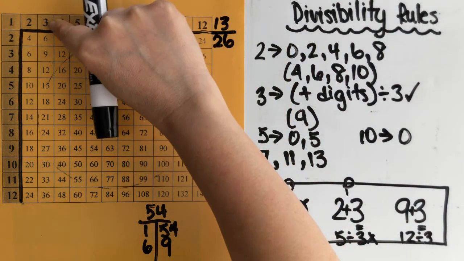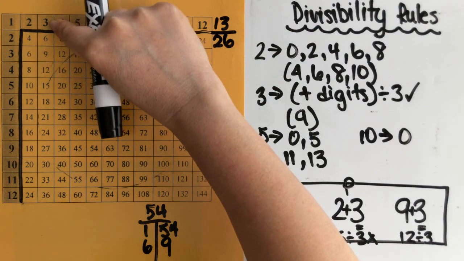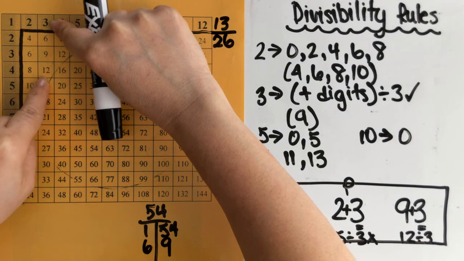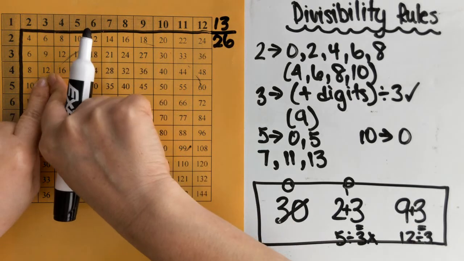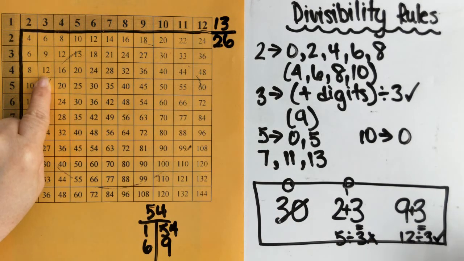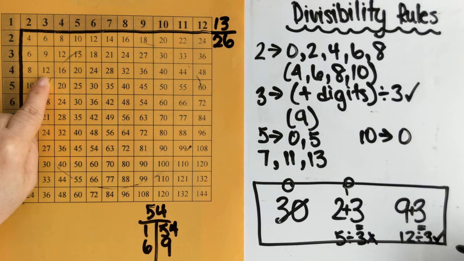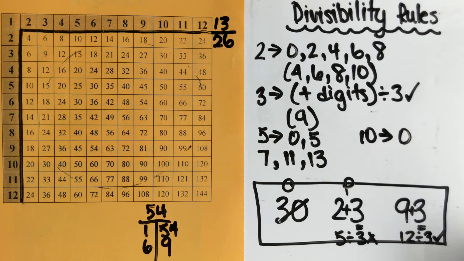12 divided by 3. Let's see, we're in the 3's family. Let's see if 12 is in the 3's family. And 12 is one of the facts in the 3's family. So I know that this number is actually divisible by 3. So this tells me that this is a composite number.